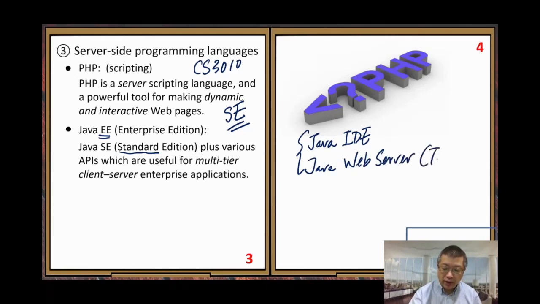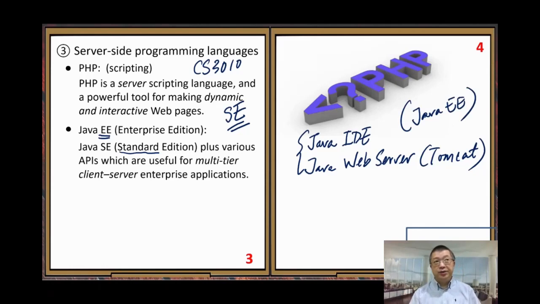Here I'm talking about the Tomcat we will use in this class. Usually these two include support for Java EE inside it, so we do not need to download it independently. So they support it. All right.